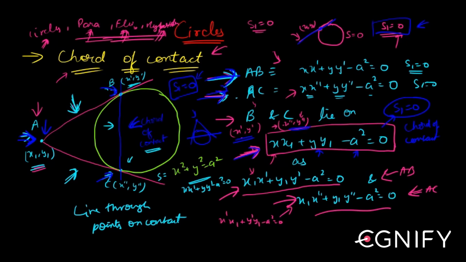So even in these two, your points B and C were on the circle. That is the reason why doing S1 equal to 0 was giving me the equation of the tangents passing through these two. But the same S1 equal to 0 for this point will give me the chord of contact because this point is outside the circle. So when outside, S1 equal to 0 gives the chord of contact, and when on the circle, S1 equal to 0 gives the tangent at that point. So this is one important point I want you to note. Let's move on to the next subtopic.